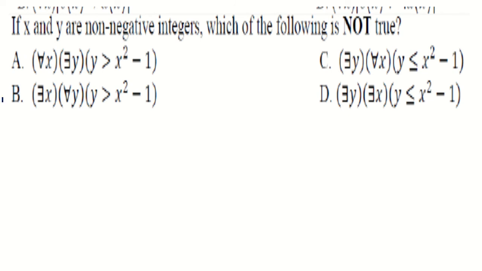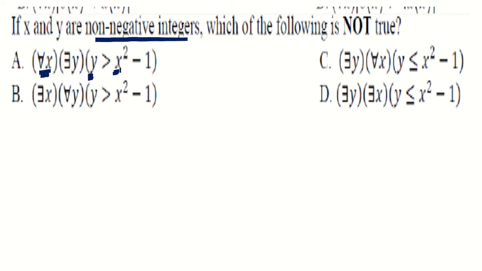The next one says, if x and y are non-negative integers, non-negative integers meaning starting from 0, 0 is non-negative, which one of the following is true? For all x, for every x here, any x you can substitute, there exists y. For any x, we can take any number, and we can find y which is greater than that.